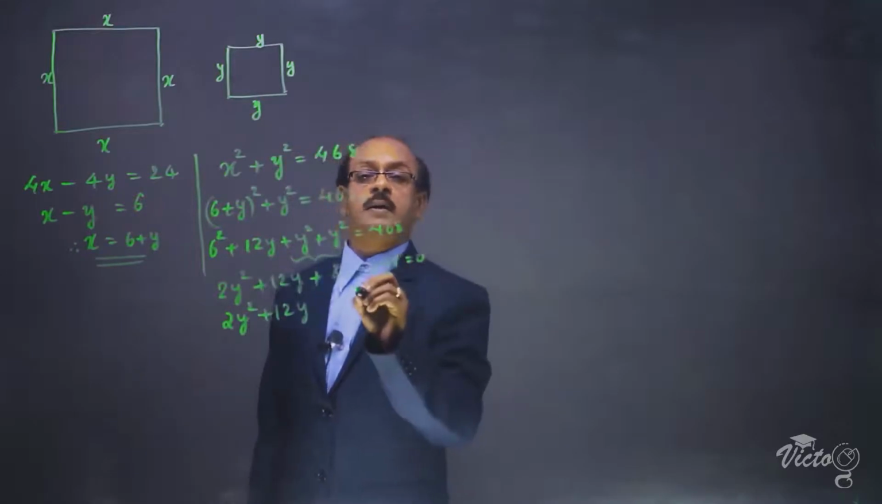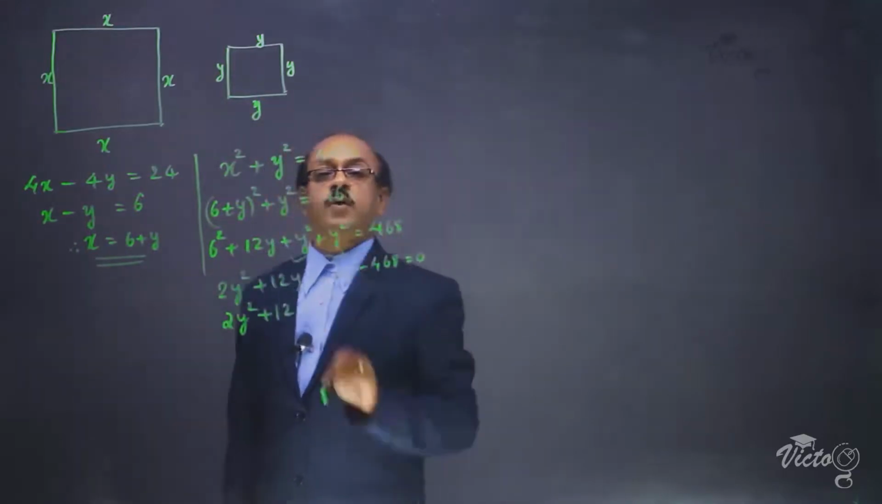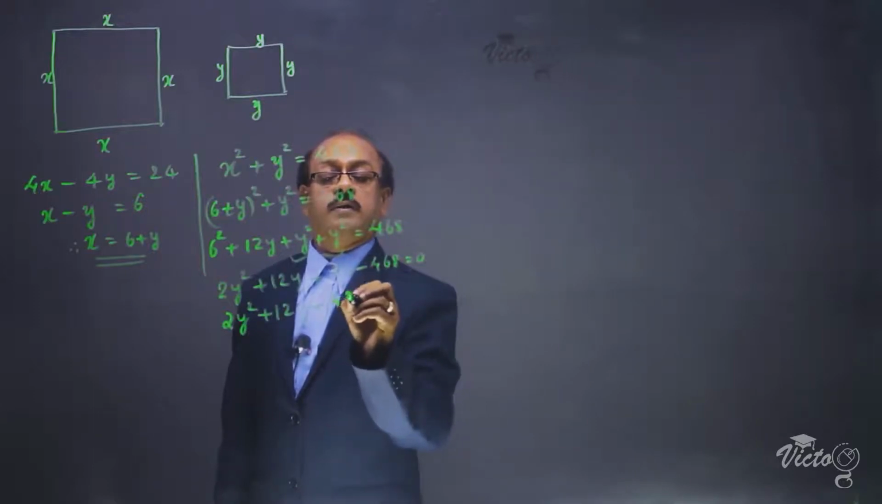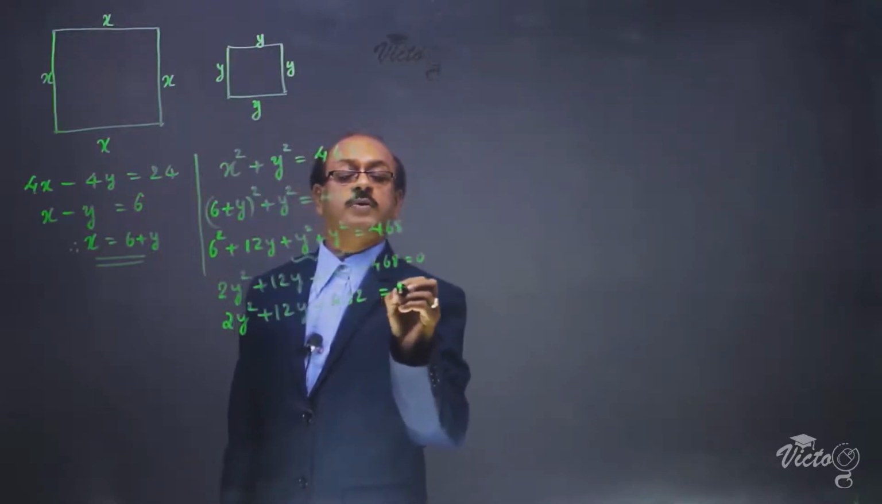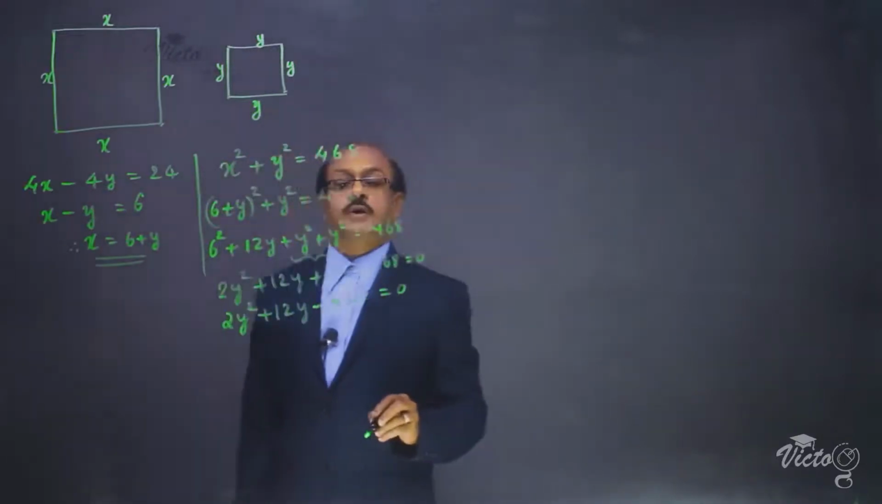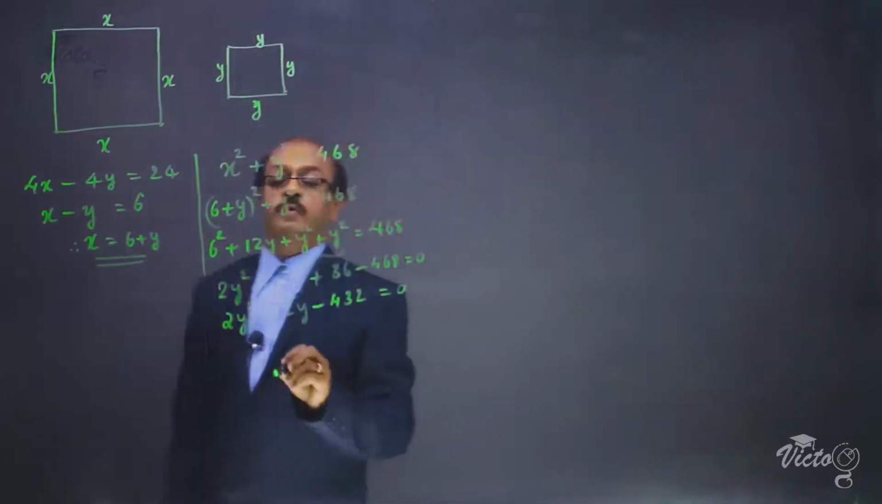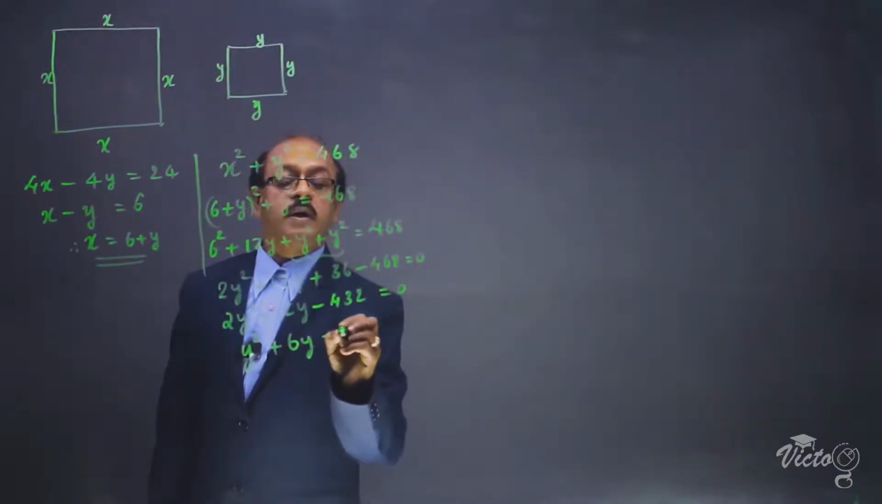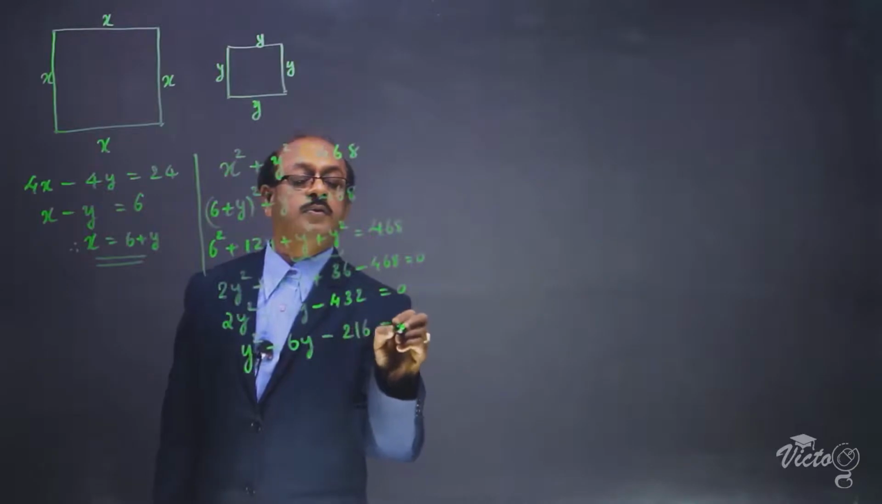Subtract the smaller number from the larger and put the sign of the larger number. Then minus 432 is equal to 0. Now, we can divide throughout by 2. Dividing throughout by 2, we will get the equation as y square plus 6y minus 216 is equal to 0.